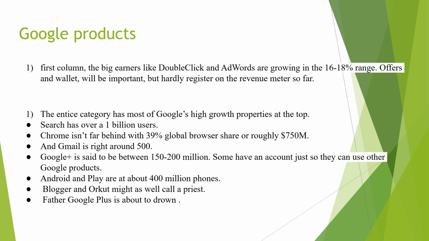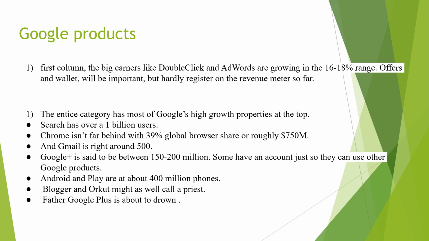First column, the big earners like DoubleClick and AdWords are going in the 16 to 80% range. So it's purely, we are talking about Google products. So how exactly is Google getting money? Then offers and wallet will be a very important one, because when we have such fancy offers, people tend to buy something, isn't it? So automatically that will play a major role, and indirectly it will give greater revenue for Google.